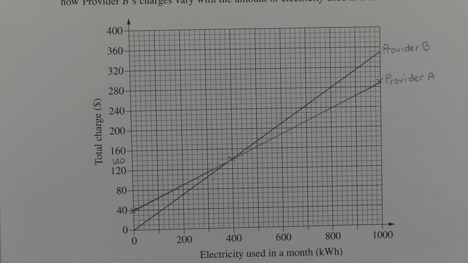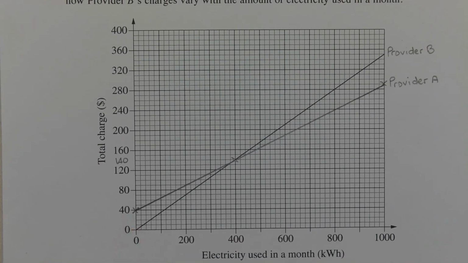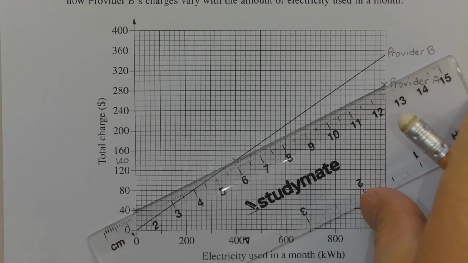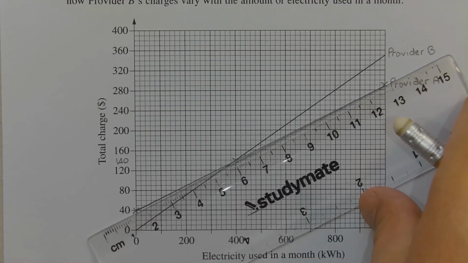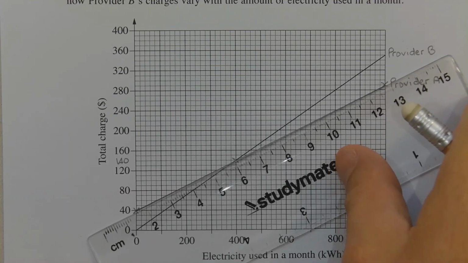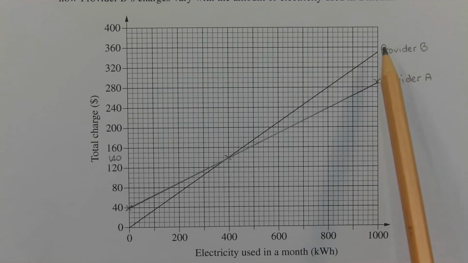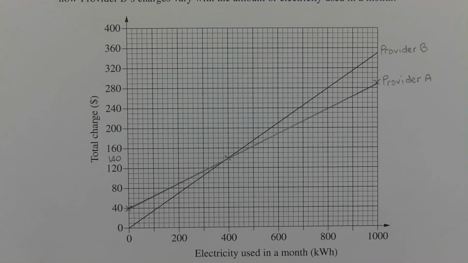So on the grid, there's (0, 40), there's (400, 140), and there's (1000, 290). If this is done correctly, if we place a ruler against those 3 points they should line up, and then just draw a line through those 3 points. Don't forget to label which line is which.